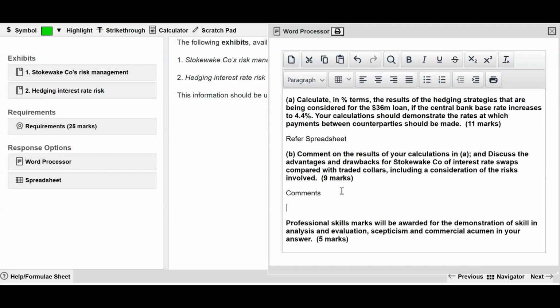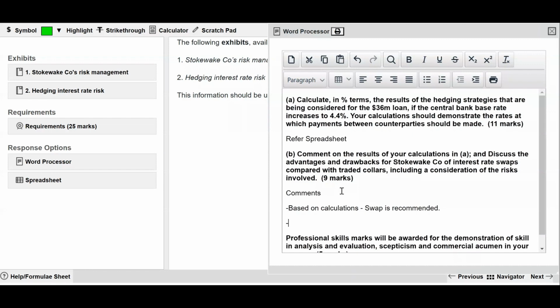Directors need to consider how accurate the past predictions are. And it will not be just that the swap is cheaper. They might also want to consider the advantages and disadvantages of the instruments. So what are the points? Again, coming back, based on calculations, swap is recommended. I'm just writing points, not the full sentences.